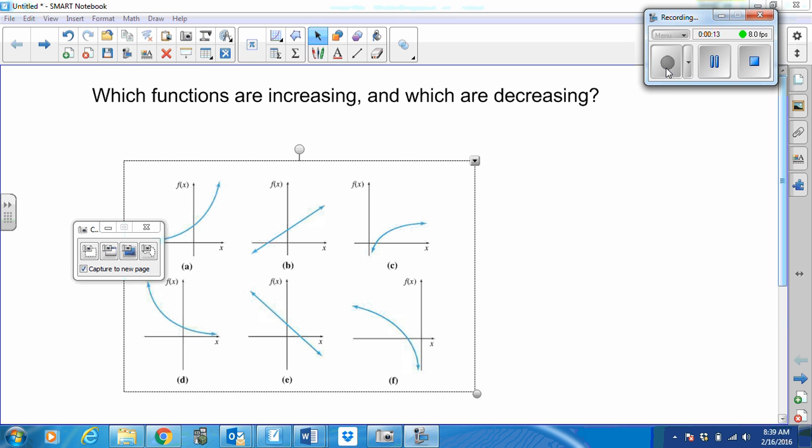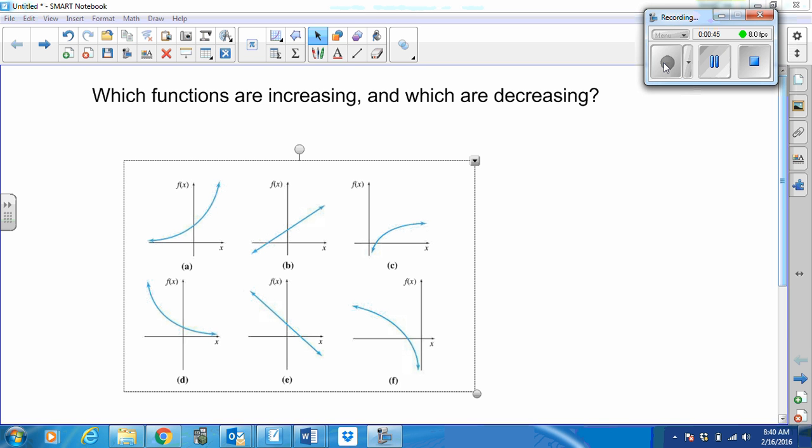Now, just a review from honors pre-calculus, when we're looking at functions, how do we know if they're increasing or decreasing? Well, if x is increasing and y is increasing, then you have an increasing function. And if x is increasing and y is decreasing, then you have a decreasing function. And so when you look at a through f, which of these are increasing and which of these are decreasing, pause this now and write it down and then see if you get it right.